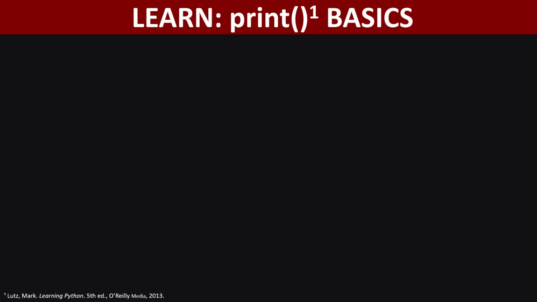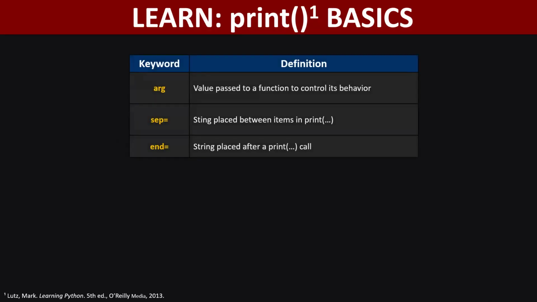First, we'll learn the key elements of the print function. Number one, arguments. They're the elements we want printed. Variables, strings, numbers, anything. Then we've got separators, which control what appears between those elements, like commas or spaces. Finally, end determines what happens after a print line. Do we stay on the same line? Do we drop to a new one?